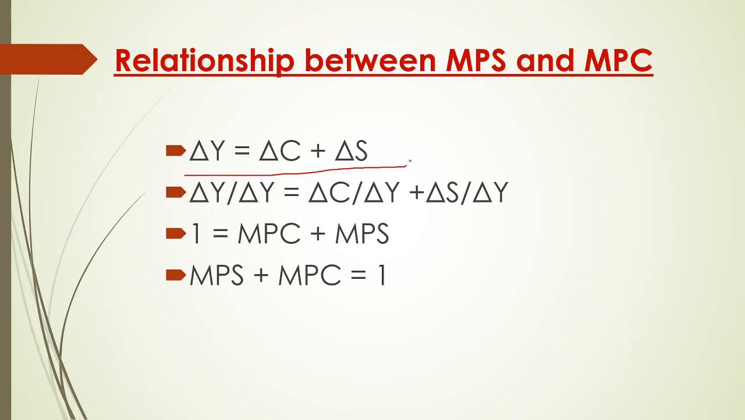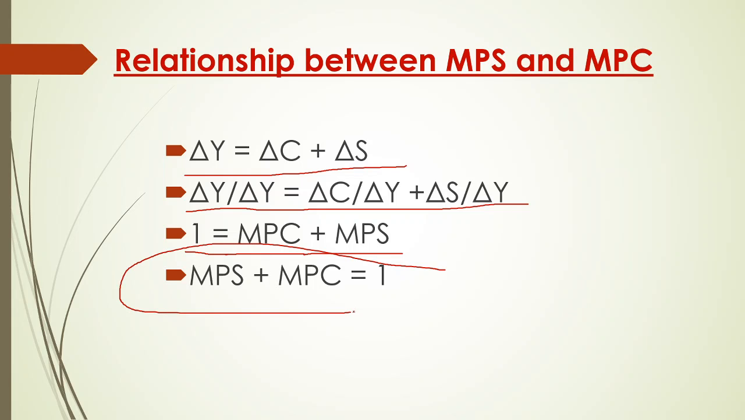Okay, so in the next step, we have divided all the terms by del Y. Now del Y by del Y gives us 1, del C by del Y gives us MPC, plus del S by del Y gives us MPS. So we can generalize and write that MPS plus MPC is equal to 1. If we sum up both of these, we will get 1.